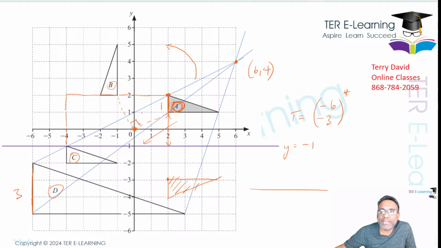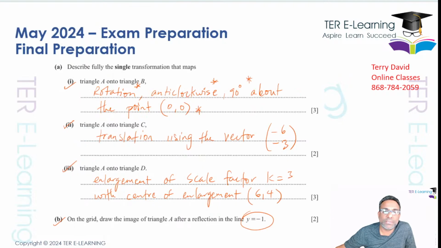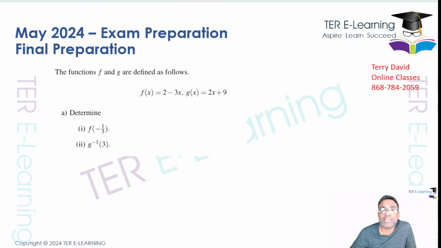All right, so that's my third question here. So question 4, I told you all in class, you're going to get functions in question 4. So we have a function here, f of x is 2 minus 3x, and the first thing we want to work out is f of minus 1/3. So this is easy.